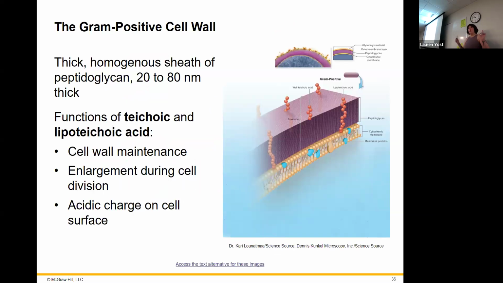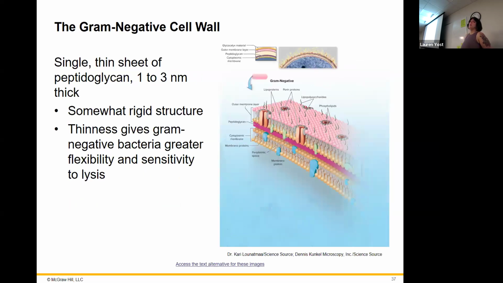So, yes, we have the thick cell wall for the gram-positive, many, many layers of the peptidoglycan. So we need help with the teichoic and the lipoteichoic acid. So yes, they help with enlargement during cell division. So that literally means just making more of it when we're making new cells. It has an acidic charge on the cell surface, and it is involved in maintaining the cell wall. So if you're having damage or something like that, these help you reorient how to put new peptidoglycan in place if you're healing as a bacterium. So that's what it's talking about.